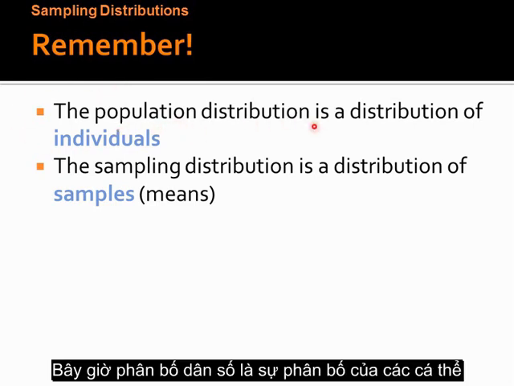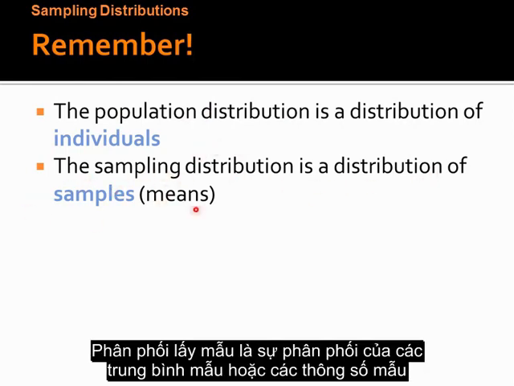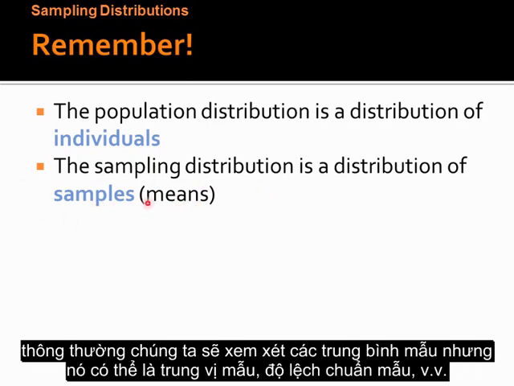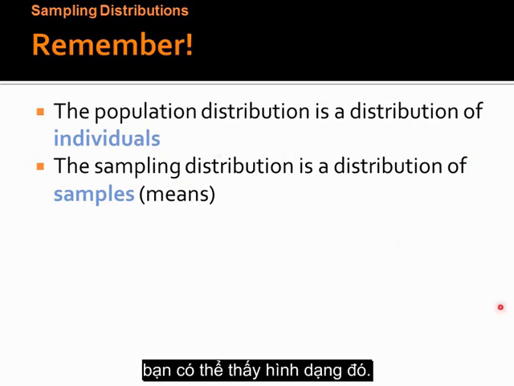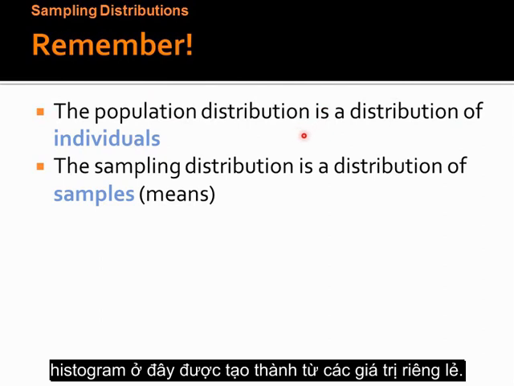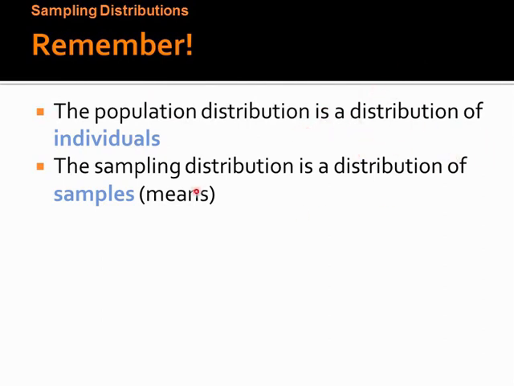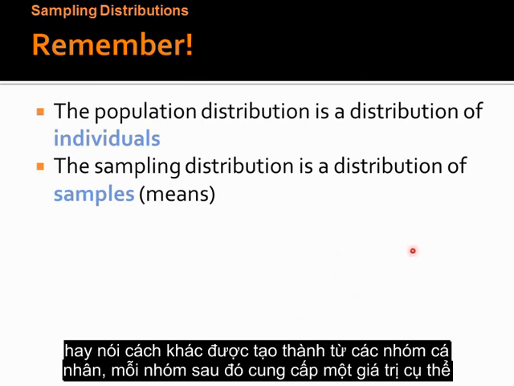Now, the population distribution is a distribution of individuals. The sampling distribution is a distribution of sample means, or sample parameters. Usually, we are going to look at sample means, but it could be sample median, sample standard deviation, and so on. Both of them are distributions. You can think of them as histograms, and you can see their shape. However, in the case of the population distribution, the histogram is made up of individual values. In the case of the sampling distribution, the histogram is made up of individual sample means, or in other words, groups of individuals.